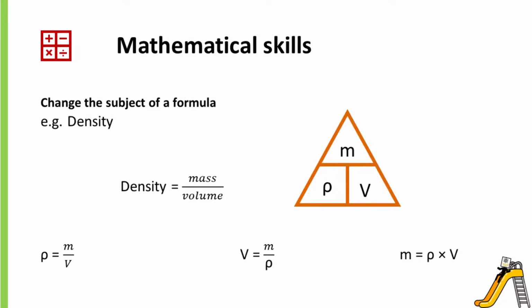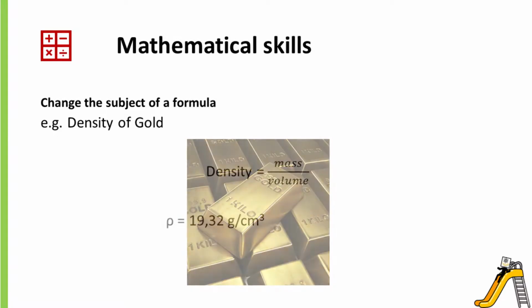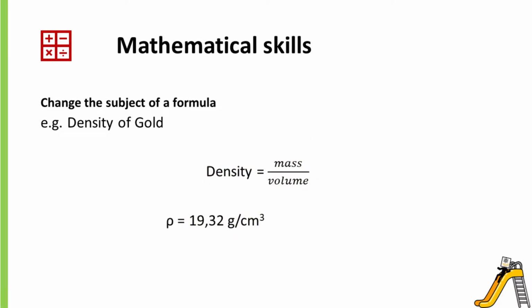Just to give you a better understanding of this formula, we will now use it to do some calculations using gold as our element of choice because, well, it is my element of choice and gold is my favorite element. Densities of all elements are known, so it is very easy to just go and Google and find the density of whatever element you are looking to be working with. If you look here, you see that the density of gold is 19.32 grams per centimeter cubed.